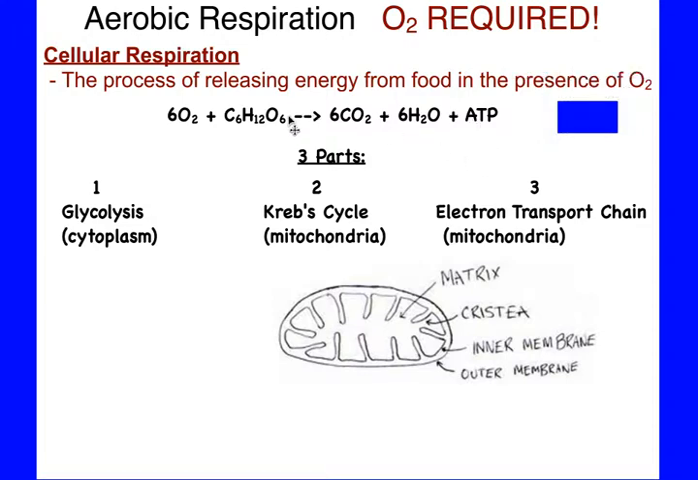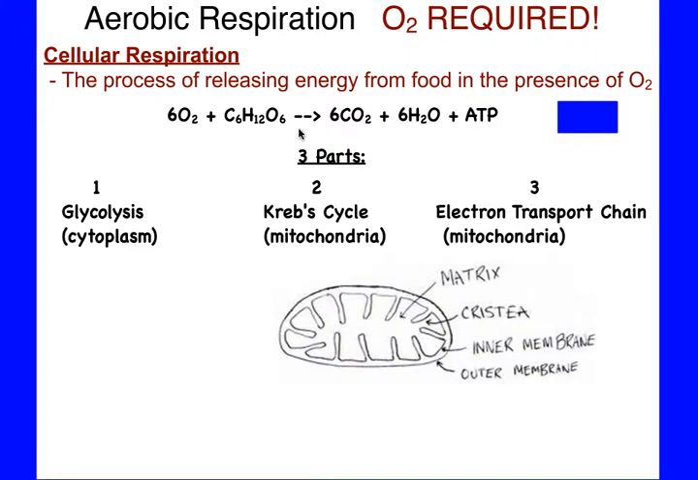So this equation should look pretty familiar because it is exactly the opposite of photosynthesis. When we did photosynthesis, we took carbon dioxide and water and we used light energy and we converted that into glucose sugar, which is food for the plant, and then the waste product was oxygen. So plants do the opposite in photosynthesis as animals do for aerobic respiration.